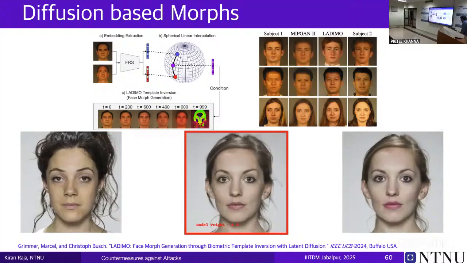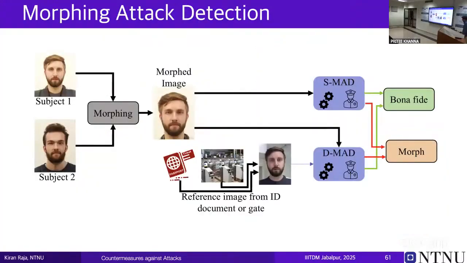Okay, so this is for attacking, right? So how do I detect it? I can detect it using two different approaches. The first approach is what is called single image morphing attack detection. And the second one is called differential image morphing attack detection. Single image morphing attack detection, when does it work?